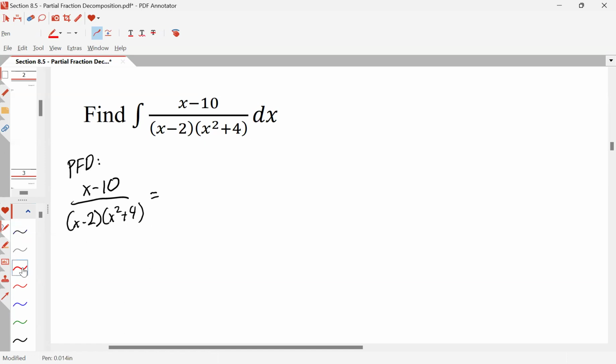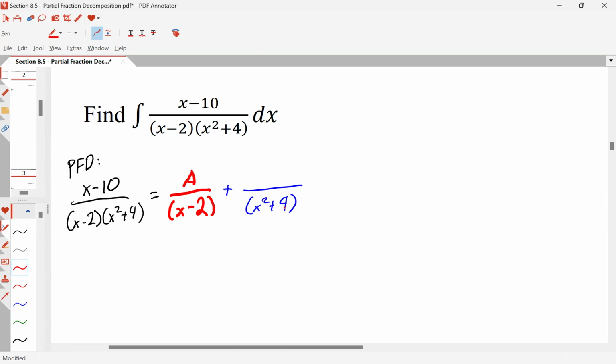So we want to set up our partial fraction decomposition with the first rule that every factor will get a fraction. So we have the factor of x - 2, and that gets a fraction. And we have the factor of x² + 4. That also gets a fraction. Now, we saw in the last example, if we have a linear, like x - 2, we can put a constant above it, just an A. There's our unknown coefficient for that.